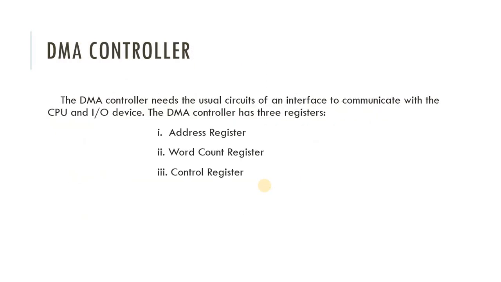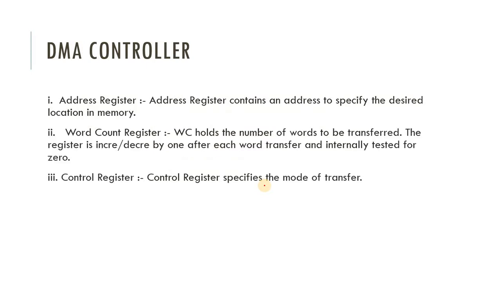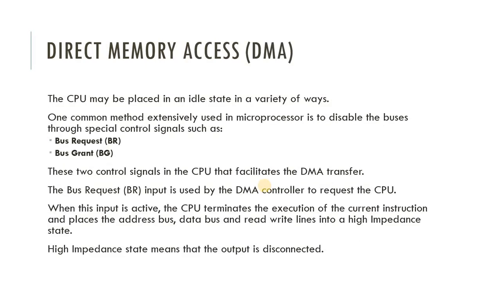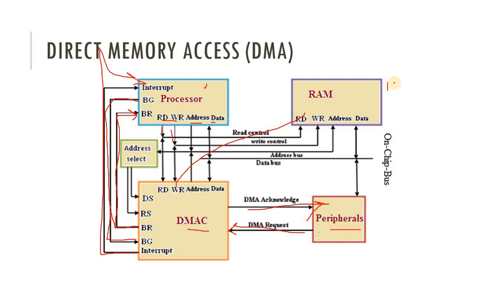So the main component responsible for transferring data is the DMA controller. The DMA controller needs the usual circuit of an interface to communicate with the CPU and IO devices. The DMA controller has three registers: the address register, the word count register, and the control register. Let's understand each one in detail. The first is the address register. The address register contains an address to specify the desired location in memory. So the address register stores the starting address of the memory. Suppose in the RAM the first address starts with 10. So the first address is 10, and that is stored in the address register.